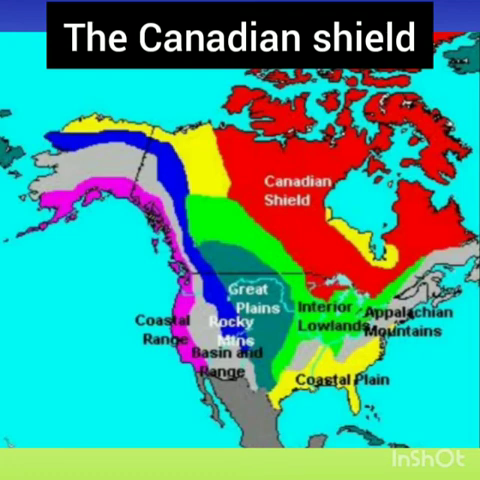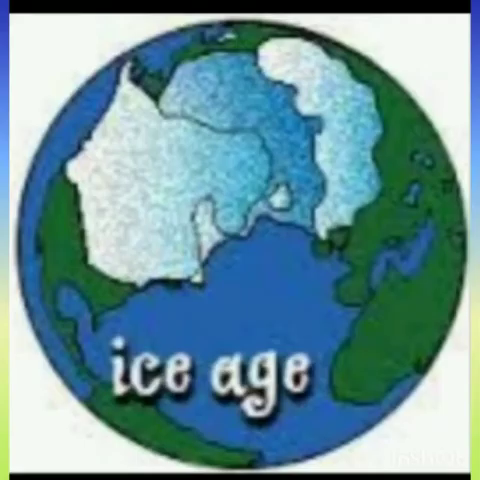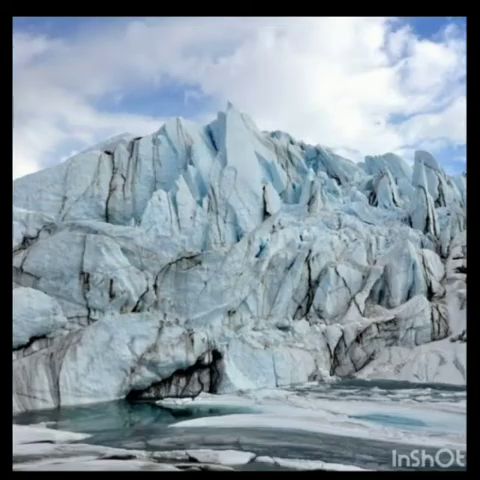The Canadian Shield. The Canadian Shield is a plateau made up of hard, old volcanic rocks similar to those of the Deccan Plateau. During the ice ages, the area was covered with thick continental ice sheets.